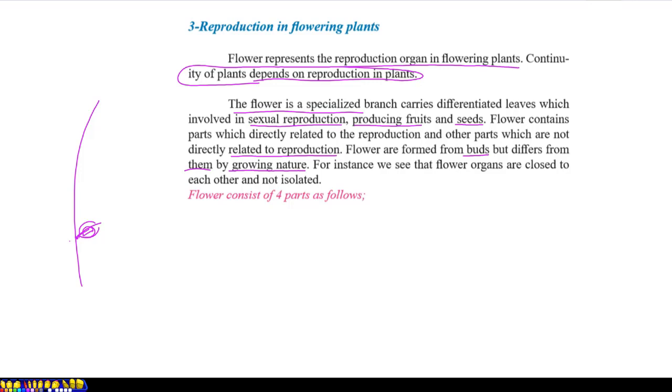But when the growing nature is different, it forms a specialized branch which we call a flower. The flower organs are closer to one another, without distance, and the leaves of the flower are packed on one another without space between them, and they are not isolated. So as a result, the flower is a specialized branch of the plant which has differentiated leaves involved in sexual reproduction, producing seeds and fruits.